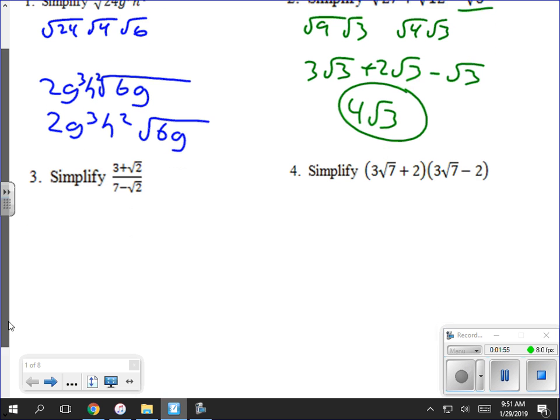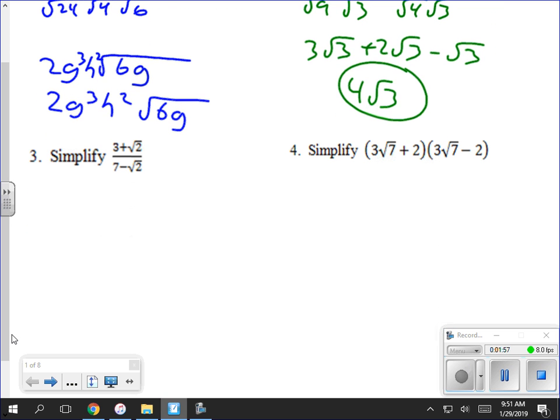Number 3 is probably the most difficult of all of the ones here. To simplify means you have to rationalize the denominator. You multiply by the conjugate, which is the denominator with the sign between the two items changed. So I multiply by 7 plus root 2 over 7 plus root 2.